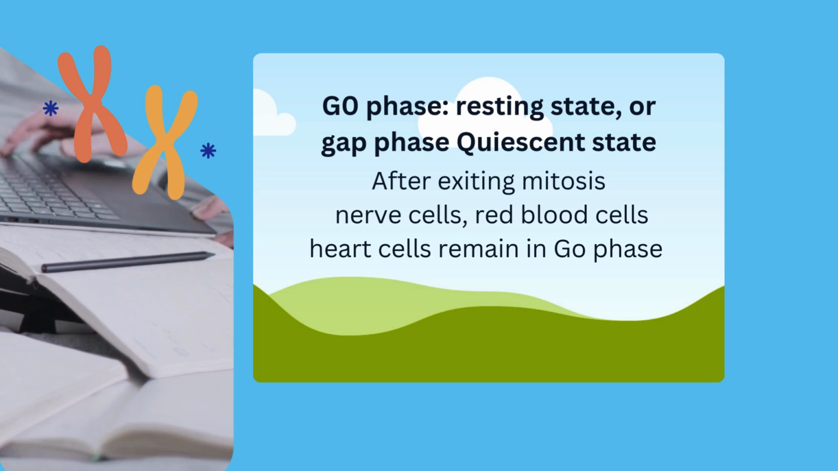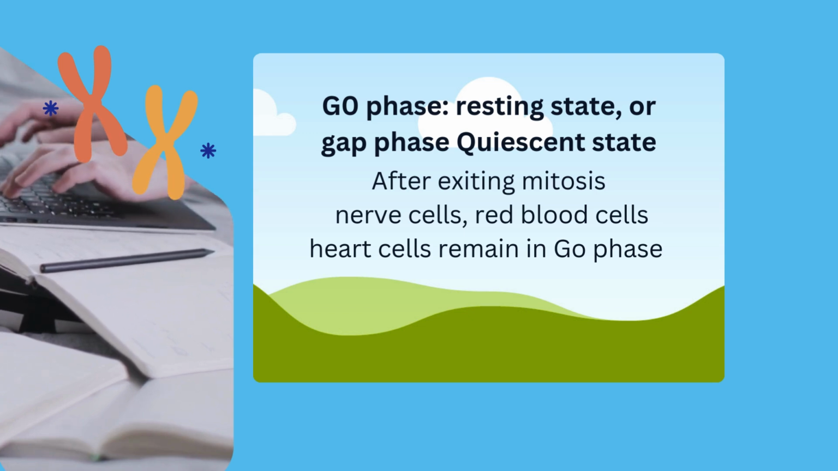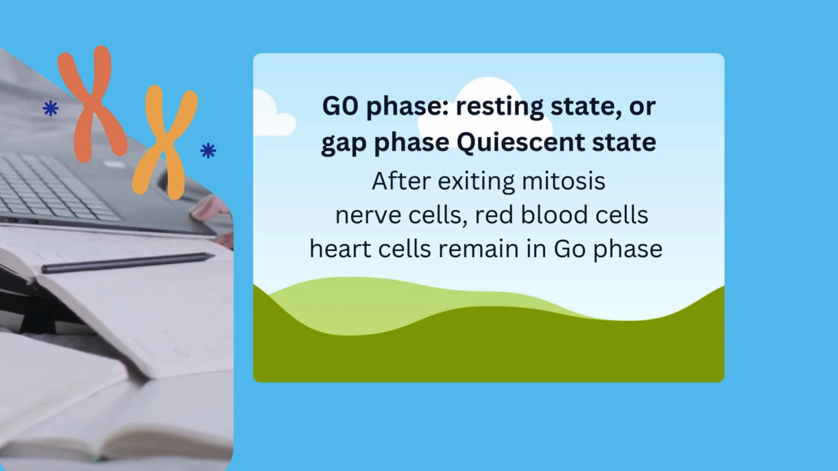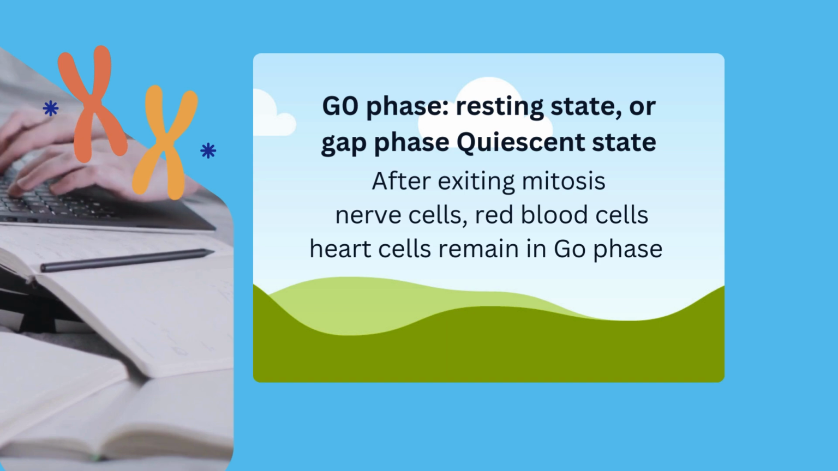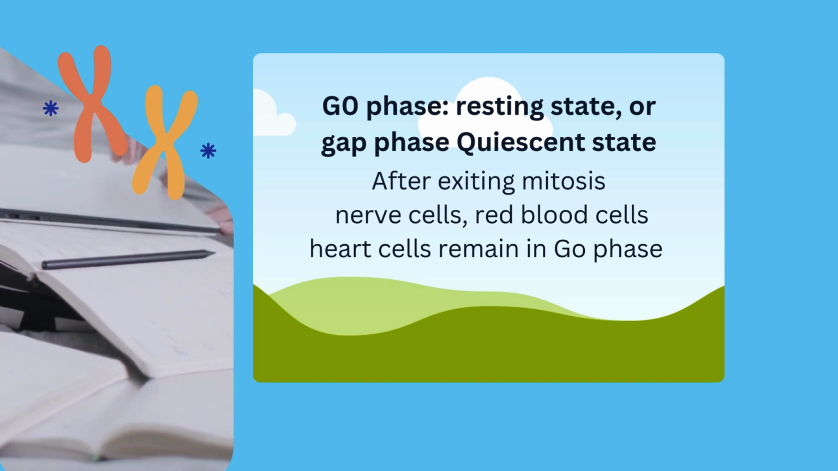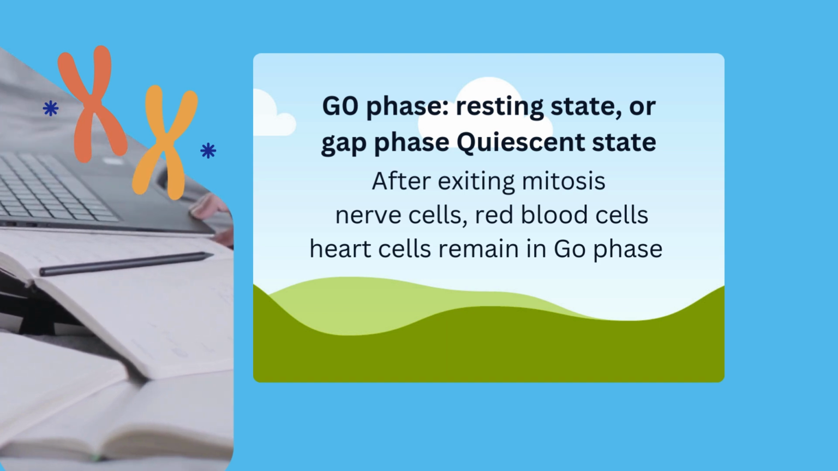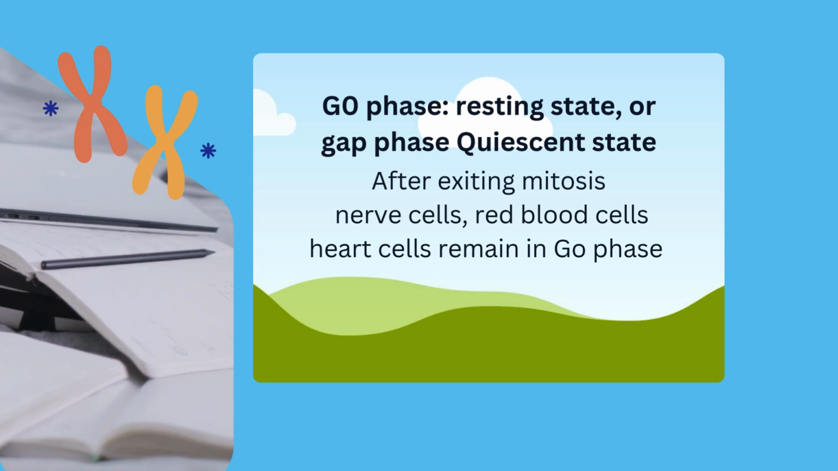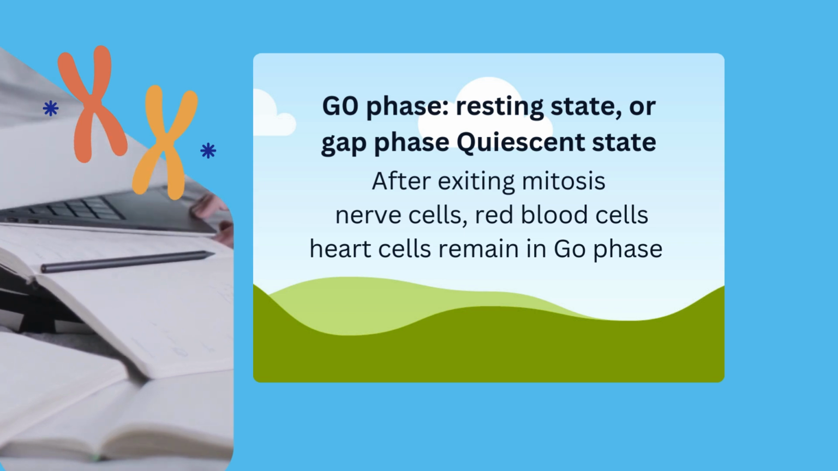There is also G naught phase, which is the resting state or gap phase or quiescent state. What happens in G naught? After exiting mitosis, some cells remain in G naught phase. What are these cells? These cells are nerve cells, red blood cells, heart cells. They remain in G naught phase.